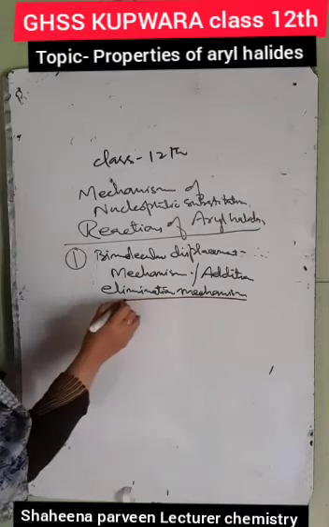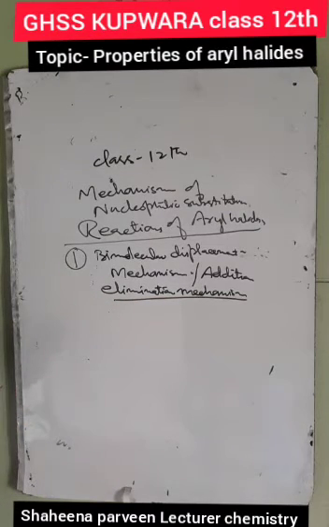Addition elimination mechanism. अब एडिशन एलिमिनेशन मैकेनिज्म में क्या होता है कि न्यूक्लियोफाइल आता है, बिकॉज दिस इज द मैकेनिज्म ऑफ न्यूक्लियोफिलिक सबस्टिट्यूशन रिएक्शंस ऑफ द aryl halides. This mechanism is called bimolecular displacement mechanism, or that's called the addition elimination mechanism. फर्स्ट स्टेप में क्या होता है कि न्यूक्लियोफाइल आता है, वो ऐड हो जाता है, and in the second step the aryl halide gets displaced. So it is first addition and then there is the elimination.